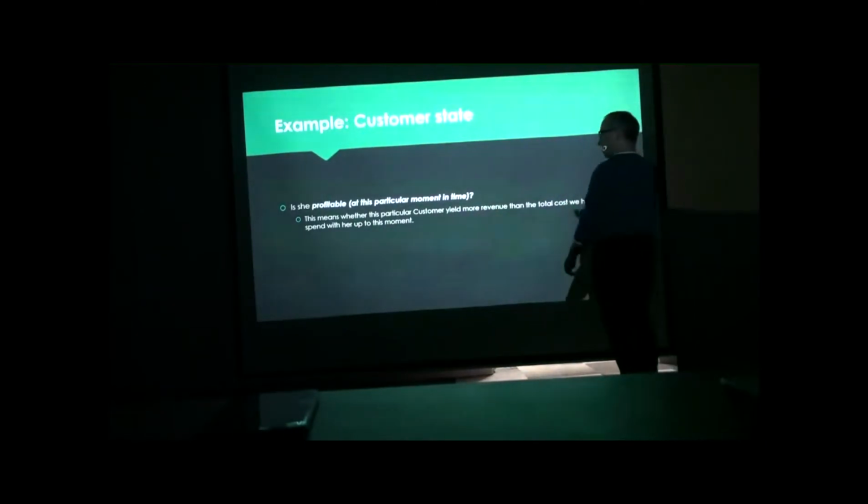I brought here different examples. For instance, is a customer profitable at this particular moment in time? To answer this question, we need to know a lot of things. We need to know the cost we had to keep this customer, and the money we collect from him or from her in this case. This means sales and the parts of the company that provide services to customers. So we have different bounded contexts here.